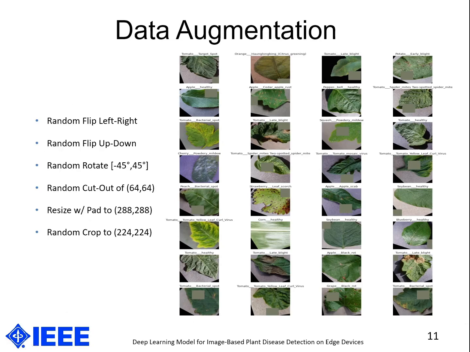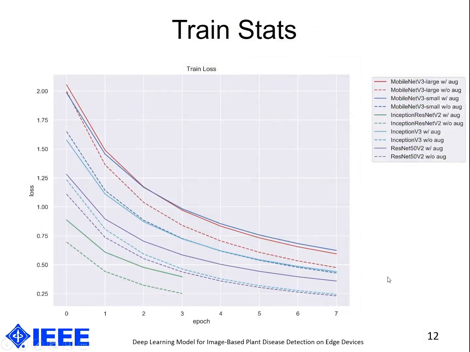for training, and the results were arrived at in the following manner. As you can see, MobileNet v3 without augmentation and Inception v3 with augmentation gave the best results, but Inception v3 with augmentation suits our case. This is the chart which is being shown for training loss, and as you can see, the loss decreases with the increasing number of epochs.